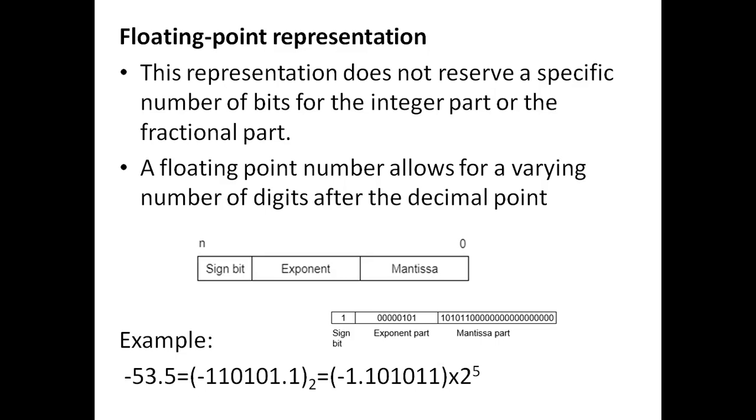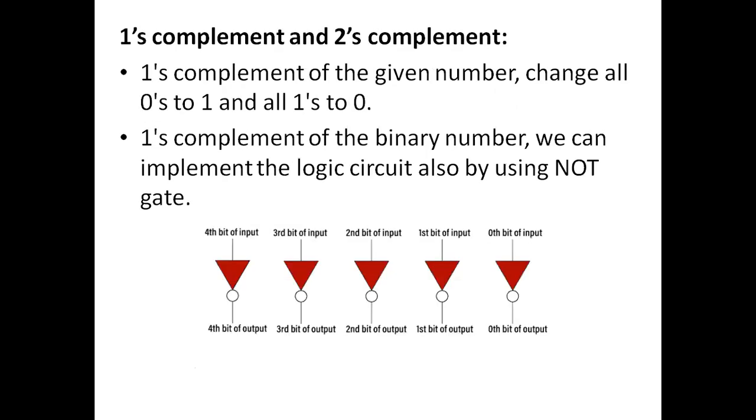The first is the sign bit value, so we mention 1 in the sign field. Then the exponent part is 5. We take 5 as a binary value, and that value is substituted in the exponent part. Then the binary value after the decimal point is called the mantissa part, and that value is placed in the mantissa field.